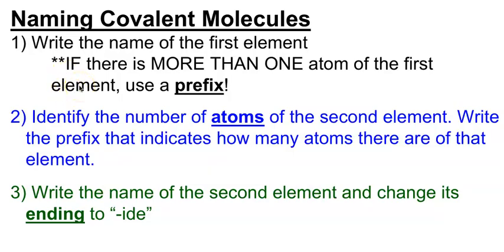So when we're naming a covalent molecule, first thing we want to do is write the name of the first element. If there is more than one atom, we're going to use a prefix, and we're going to talk about what that means in just a minute. The next thing we want to do is identify the number of atoms in the second element. We're going to do that by using the subscripts. Just like we learned when we were doing molar mass, our subscripts are going to be used to tell us the amount of atoms that are present. Then finally, just like we did before, we're going to change the name of the second element to the ending -ide. So just like before.